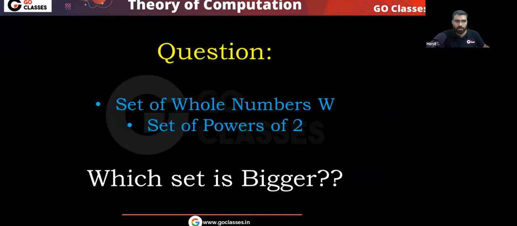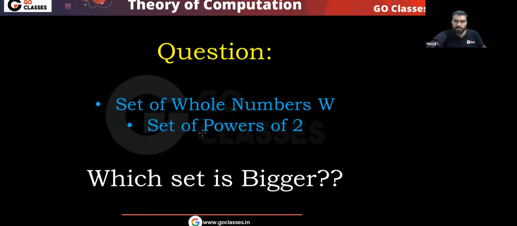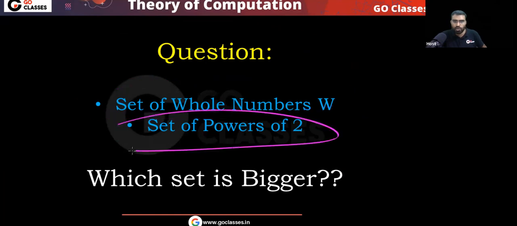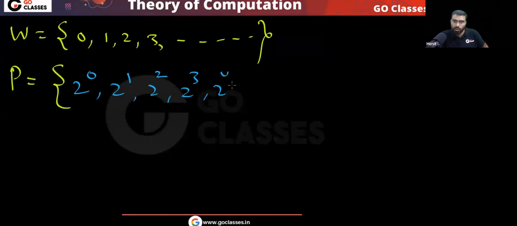Okay. Let's just see one last question. Can you answer this question? Tell me the answer. Set of whole numbers W and set of powers of 2. Which is bigger? This is the set of whole numbers, and now I am asking about the set of powers of 2. Powers of 2 means 2^0, 2^1, 2^2, 2^3, 2^4, and so on. Which is bigger? How can you say they have the same size?